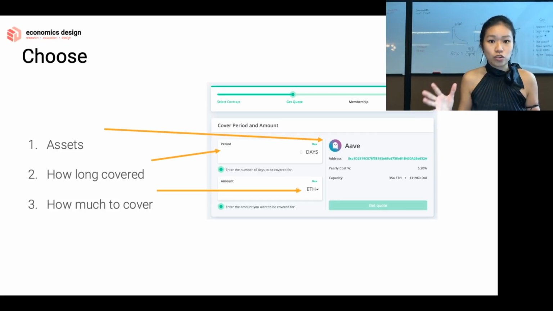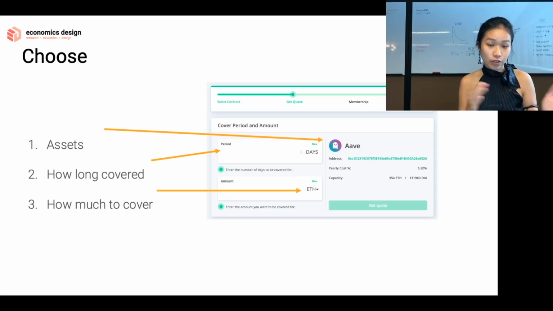NXM or Nexus Mutual is all about insurance, right? It's insuring your DeFi protocols when you are purchasing these DeFi assets. And how do you get started if you want to participate directly? By buying insurance covers. You go to the platform and then you choose three things. The first one is to choose the asset that you want to get insurance for. So they have a few protocols. They don't cover every protocol. They cover quite a number of protocols.